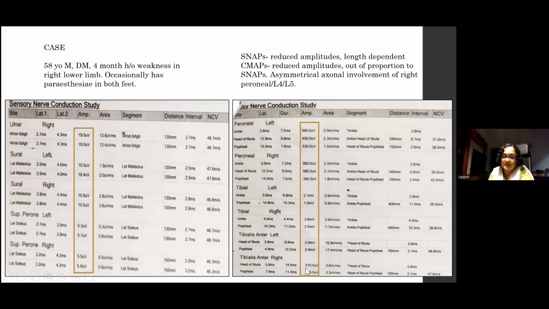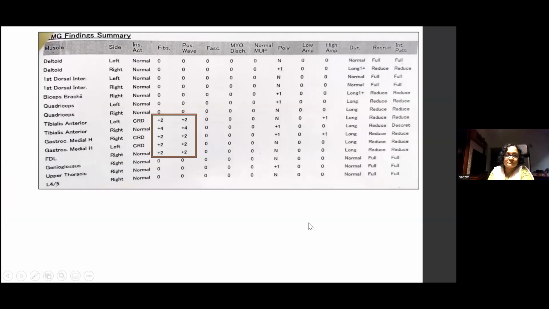So if you see the right tibialis anterior and left tibialis anterior, right tibialis anterior is in microvolts, where left is a little bit better. So it's asymmetrical axonal involvement of either the right peroneal, L4 or L5. It's unlikely to be right peroneal because the right superficial peroneal is as involved as the left. So it's likely there is a preganglionic pathology going on here.